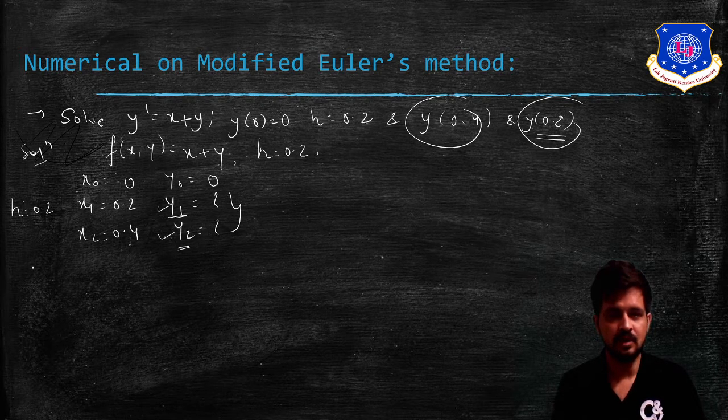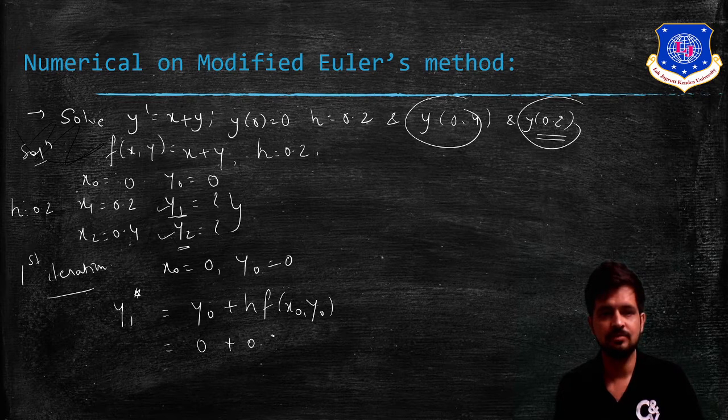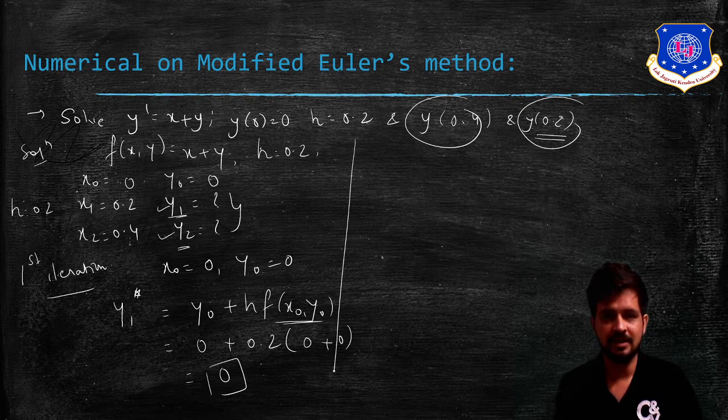Now to find the first iteration, we have to use the initial values, x0 equal to 0 and y0 equal to 0. First of all I have to find y1 star. How can I find y1 star? y0 plus h into f of x0 comma y0. What is our y0? 0. What is our h? 0.2. f of x0 comma y0 means we place 0 and 0 here. So my y1 star will be 0. This is my y1 star.